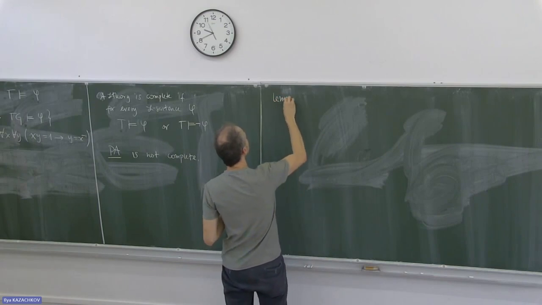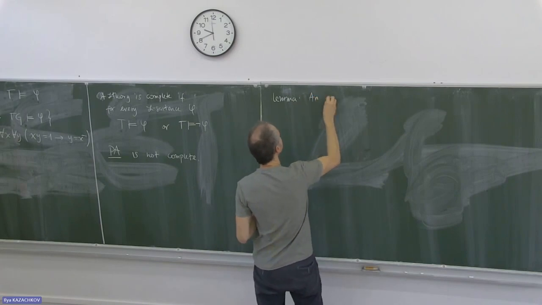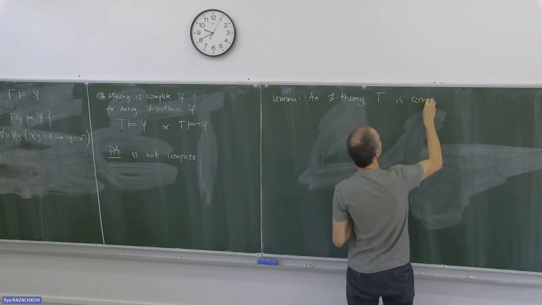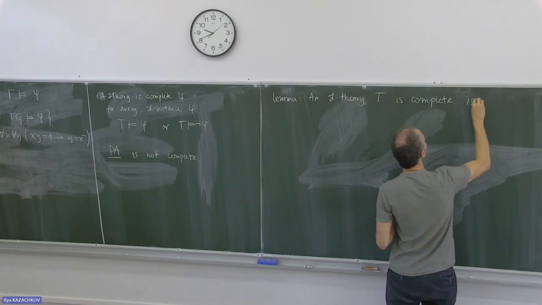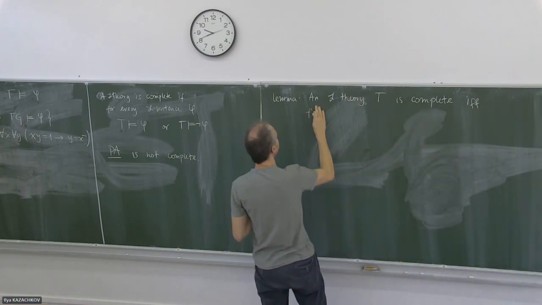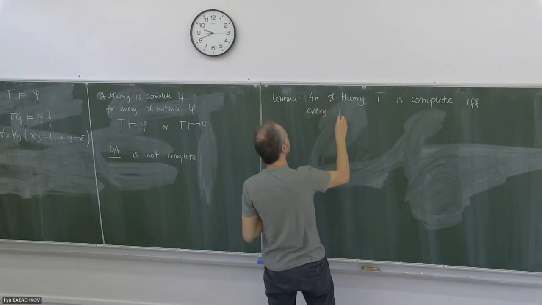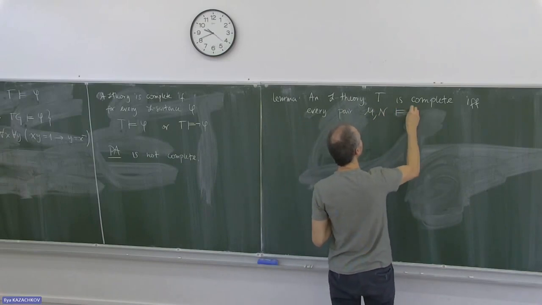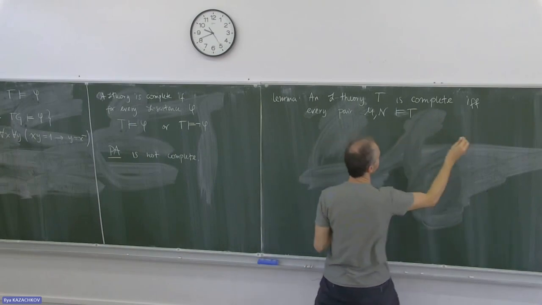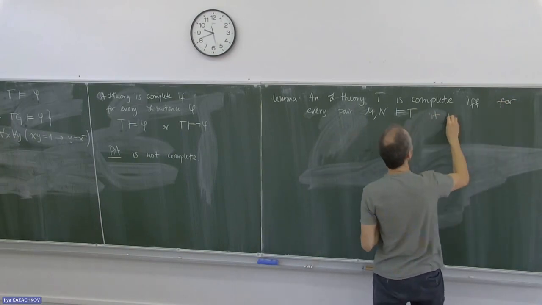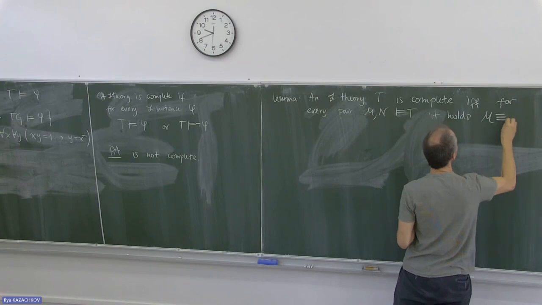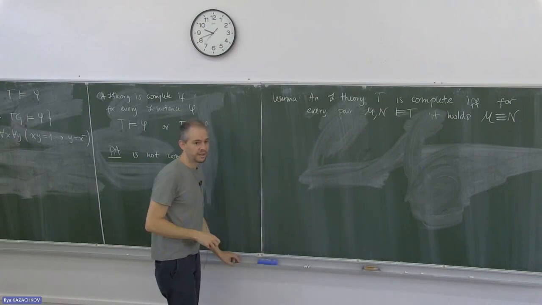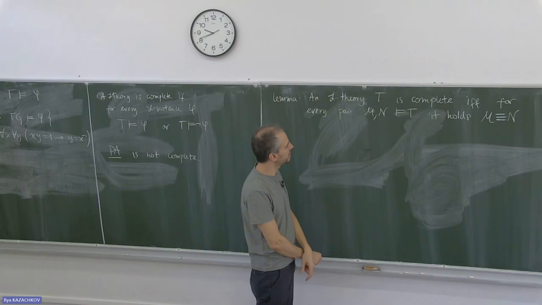So it's a lemma: an L-theory T is complete if and only if for every pair M, N of models of T, it holds that they are elementarily equivalent. Okay, so being complete is exactly the same as saying that if you give me two models of this theory, they must be elementarily equivalent.